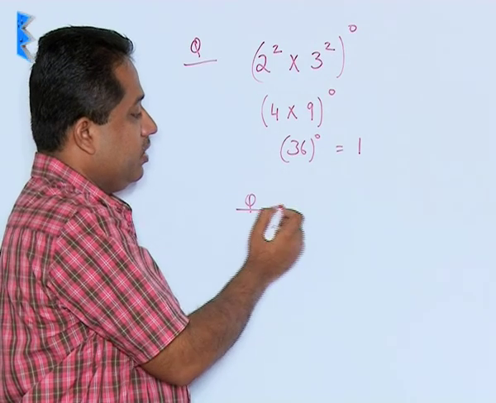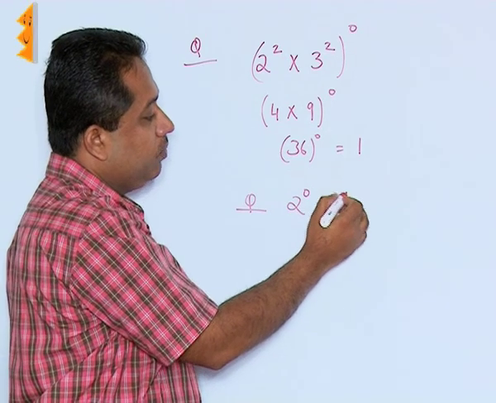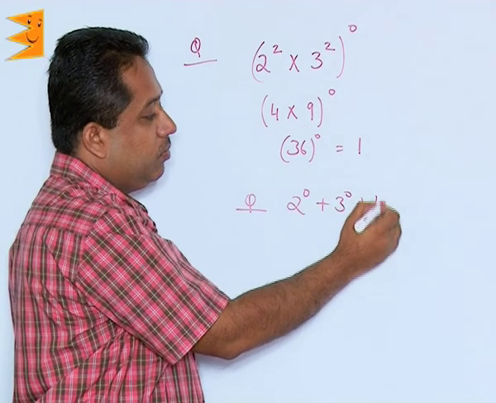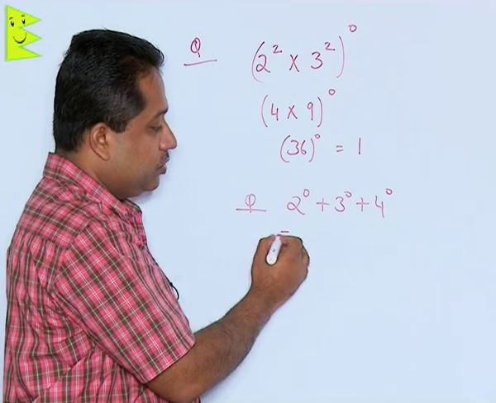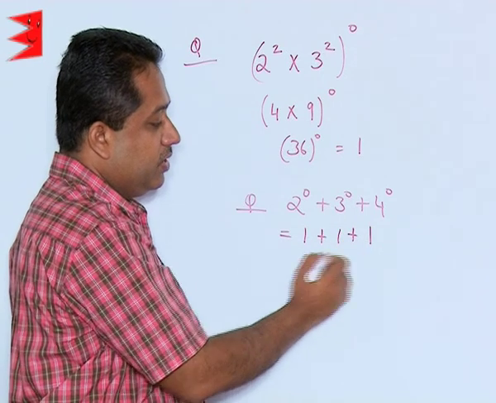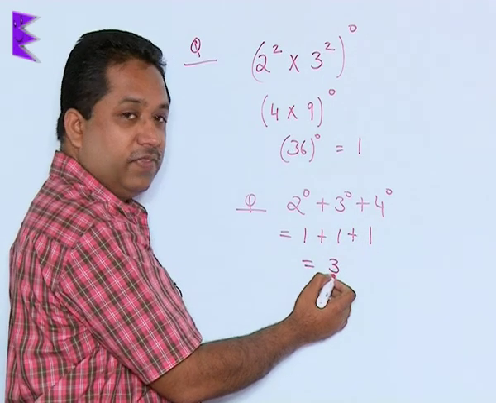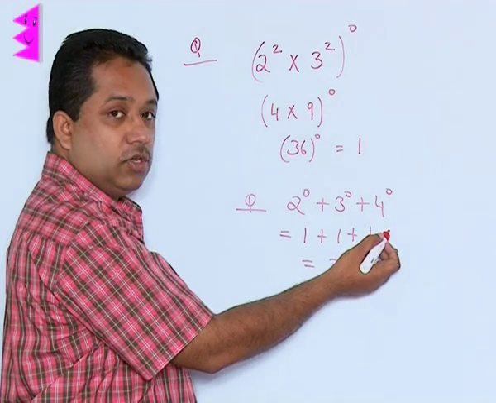So we could have a question like this. Let's say 2 to the power 0 plus 3 to the power 0 plus 4 to the power 0. So all these are power zeros. So this will be 1. This will also be 1. This will also be 1. So final answer we are going to get 3. So this is how we solve questions when the powers are 0.